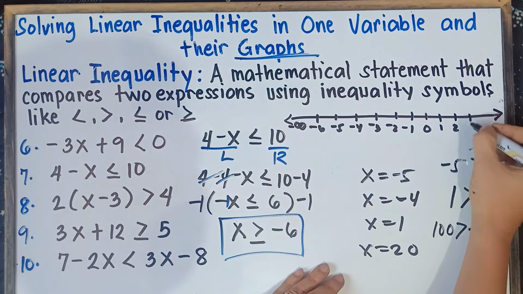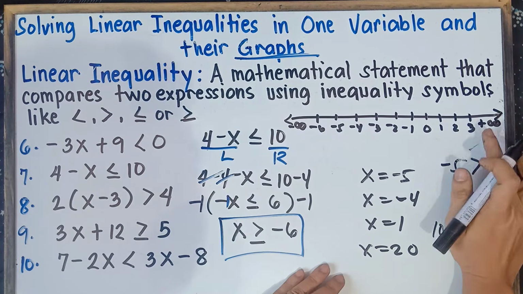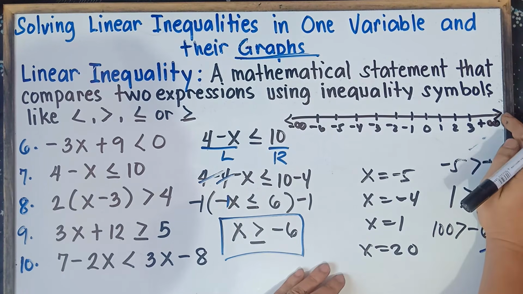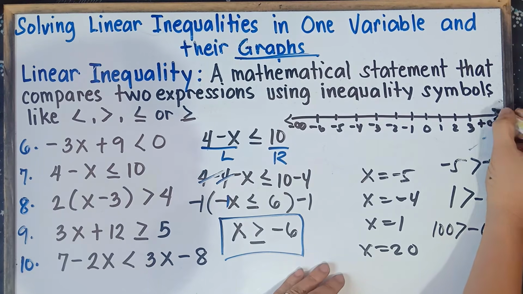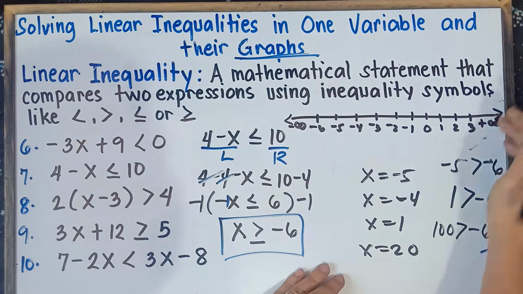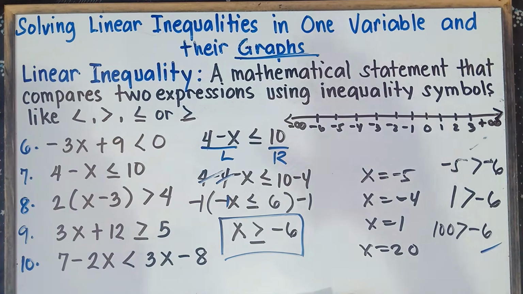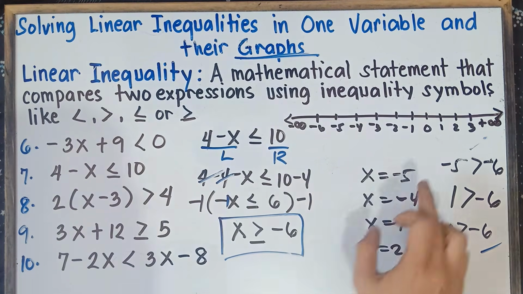And then on the right side, we have 1, 2, 3, up to positive infinity. Once again, class, that's okay. You stop at 3 because you have an arrow. It means up to positive infinity. So this arrow, class, means infinite, including positive 20, positive 1,000, 1,000,000, and so on. Alright, so our x is greater than or equal to negative 6. You can have negative 5.